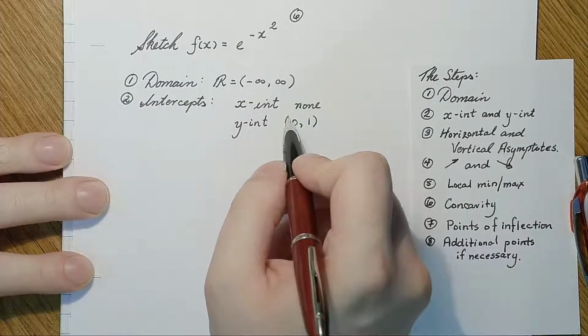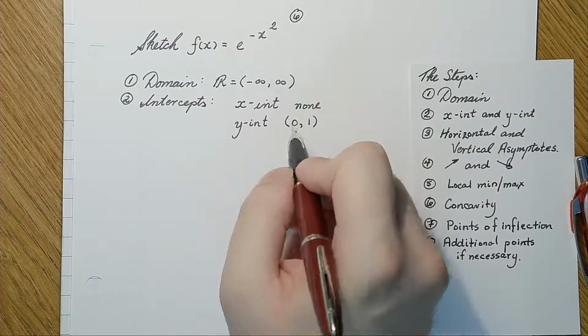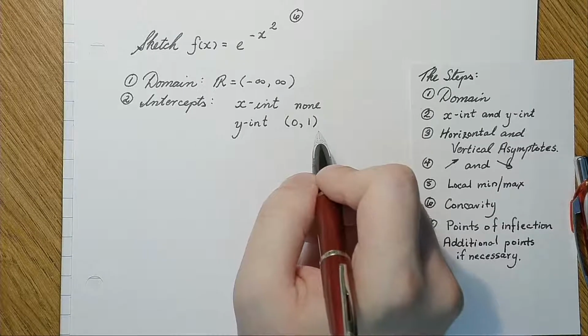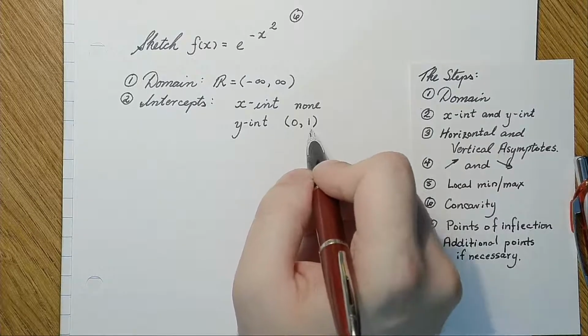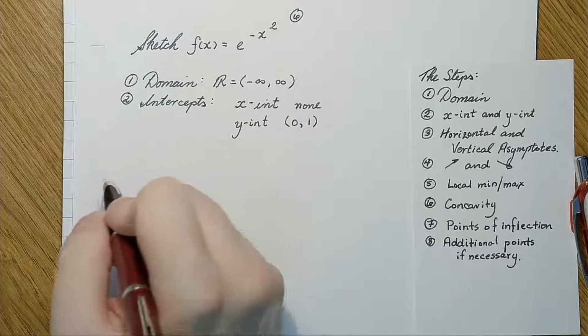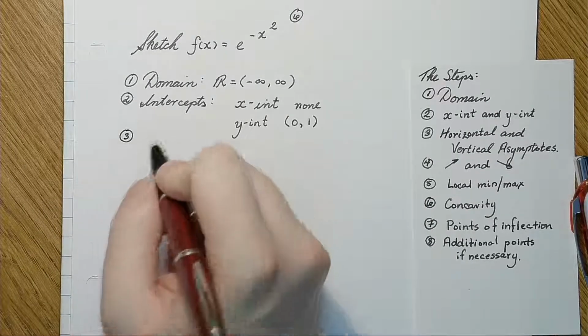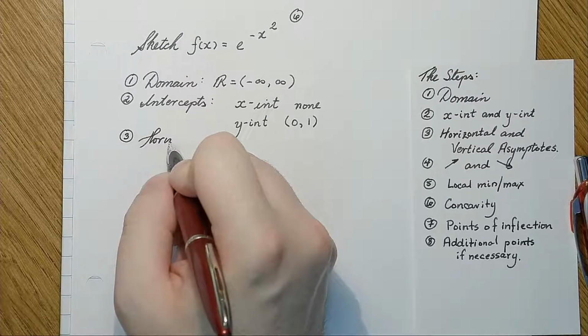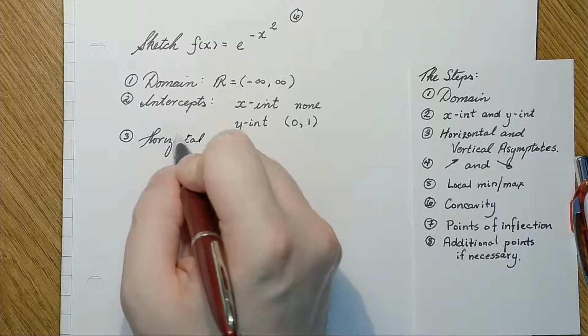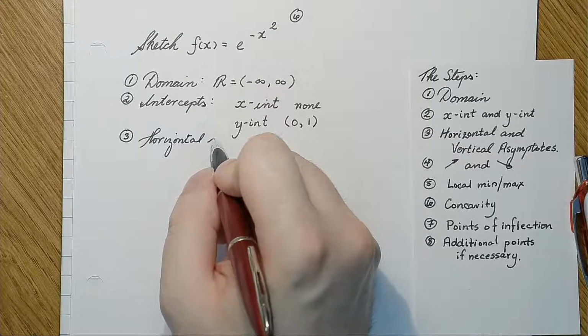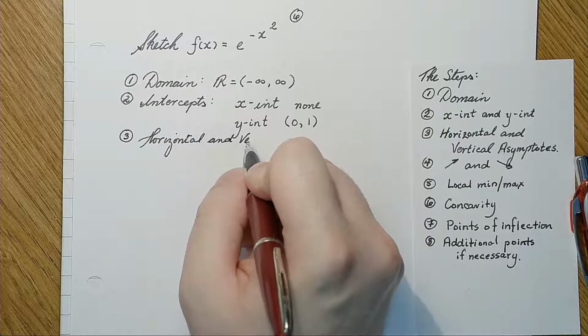So, and I wrote that right, did I write that down right? 0, 1. Hopefully I didn't flip it again. Is that correct? Horizontal and vertical asymptotes.